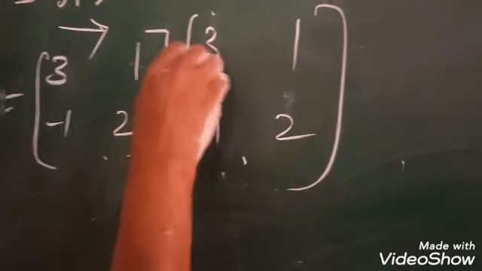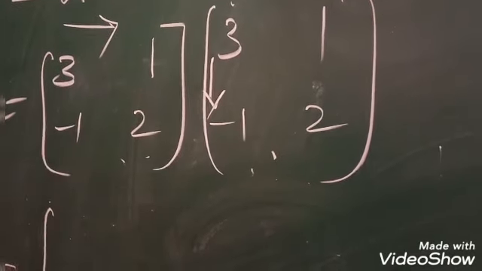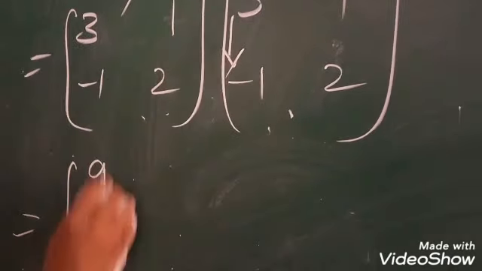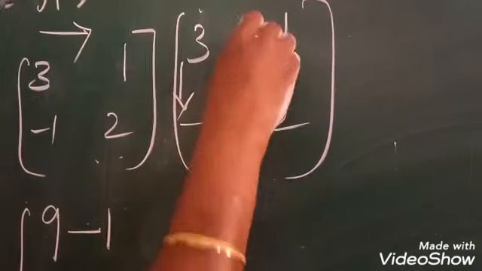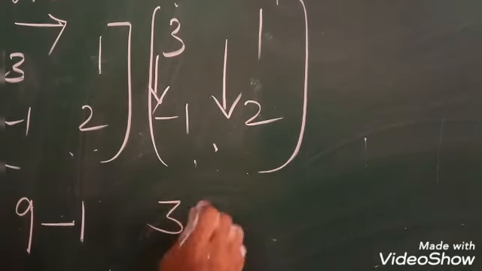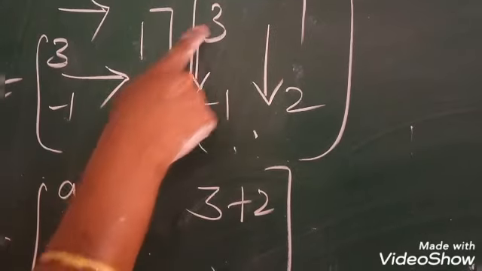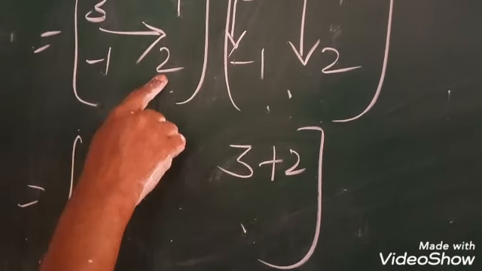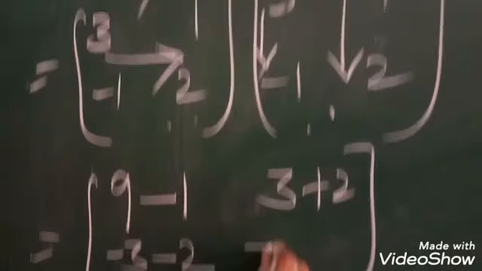Now you have to simplify the multiplication of the 2 matrices, 2 cross 2. So 3 into 3, what? 9. 1 into minus 1, minus 1. Now first row, second column: 3 into 1, 3. Then 1 into 2. Okay. Then next, second row, first column: minus 1 into 3. Then here 2 into minus 1.